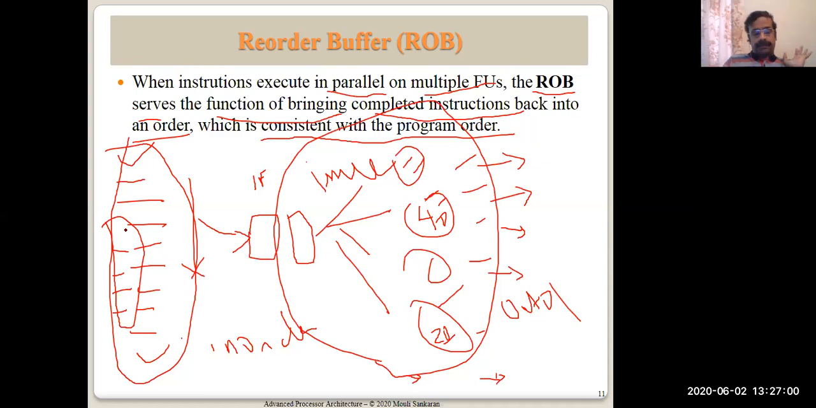Now, is it okay if I write back those results into the register set without bothering about the sequence? I cannot do it. Remember the pipeline, only execution is completed here. Write back has not been done. Writing into the register set is not done.